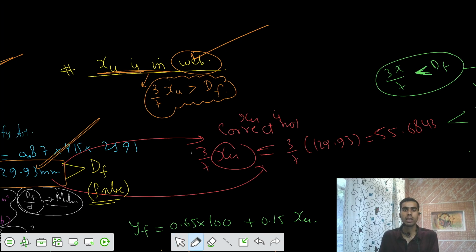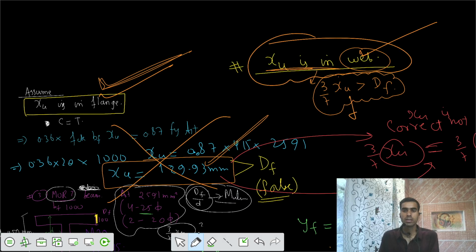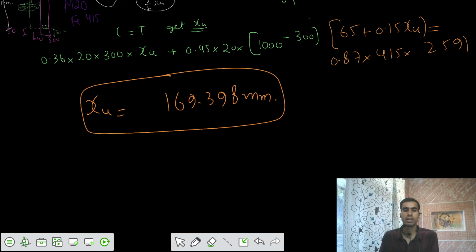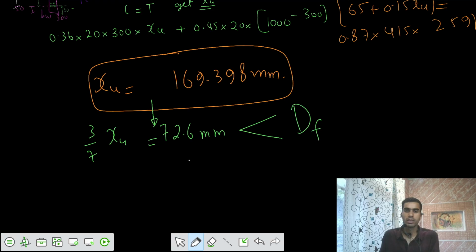That is true, because the first assumption was that it was in the flange, and that was not true. That means this is definitely in the web portion. But the second assumption is that 3/7 of XU we have to check with respect to DF. So 3/7 of 169.398 is almost 72.6. Is that less than or greater than DF? DF was 100. That means 3/7 of XU is lesser than DF.